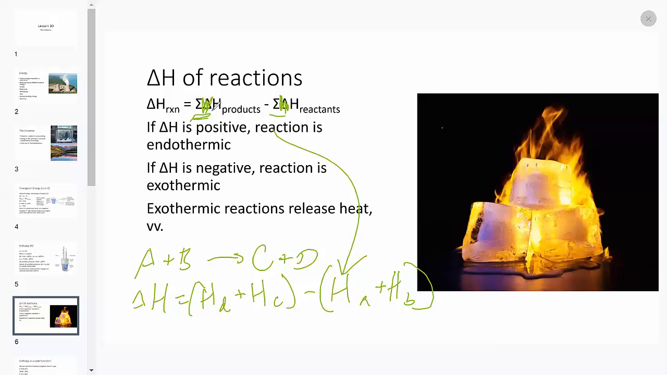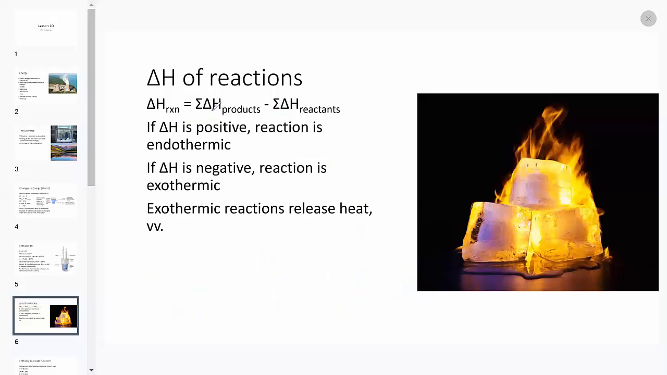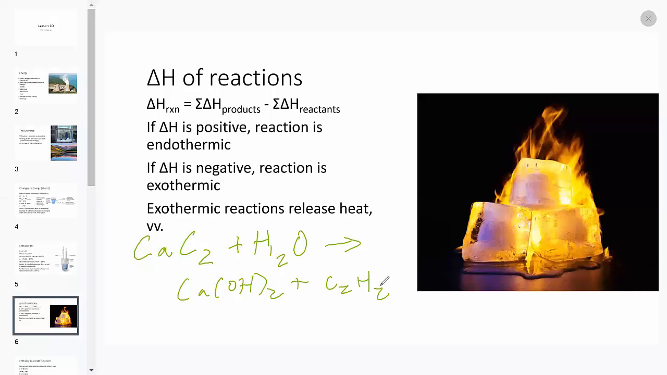So here I have an interesting photo. We have what appears to be ice burning. So here's the chemical reaction that's going on. We have calcium carbide, which is an interesting compound, plus some water. You can balance this yourself. It goes to calcium hydroxide plus acetylene, C2H2. And so basically the ice melts and it generates water, which reacts with the calcium carbide to form acetylene.